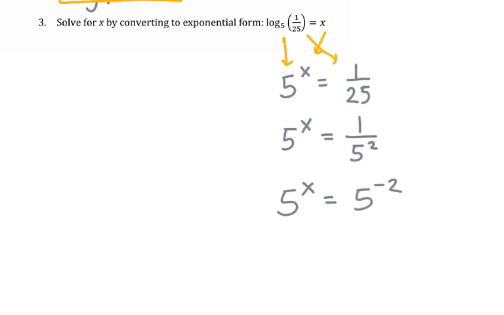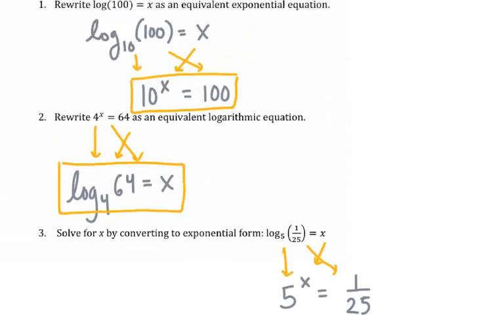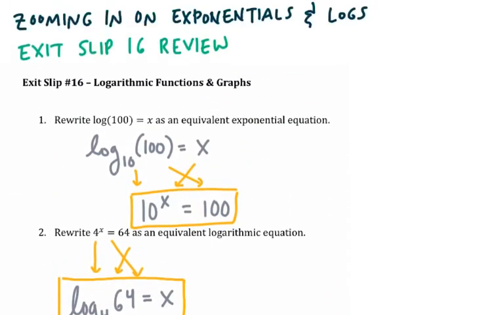At this point, the base on the left and the base on the right are the same. Therefore, the exponents must be equal. So I can say it must be true that x, which is the exponent on the left, must equal -2, which is the exponent on the right. This would be the solution for that original equation. Hopefully we're doing pretty good with the log to exponential and vice versa. And that's it for this one.